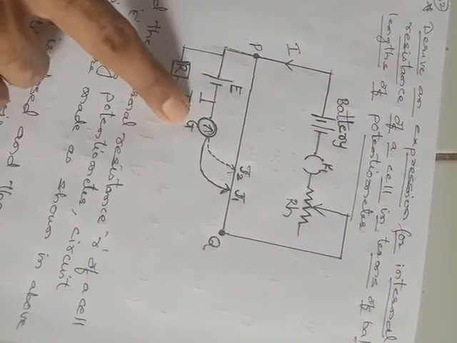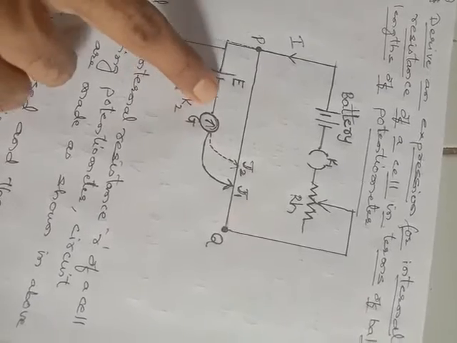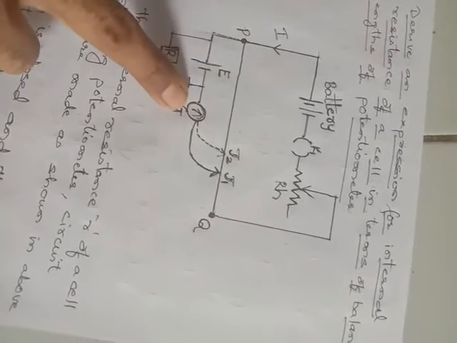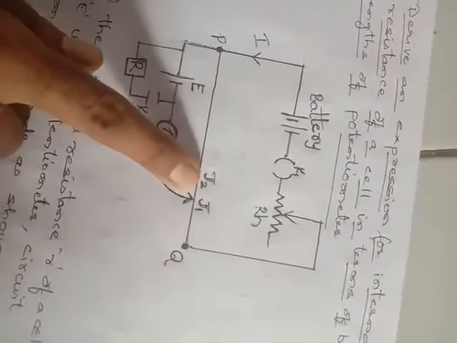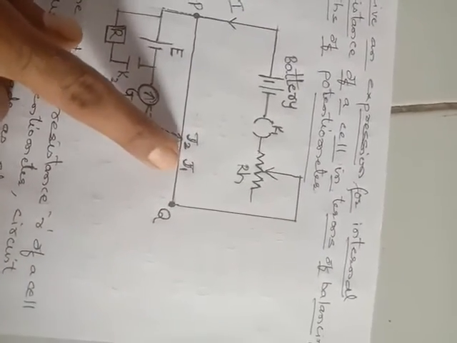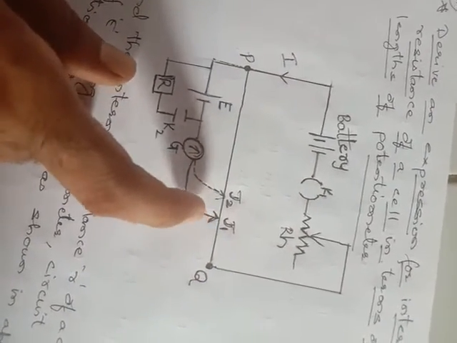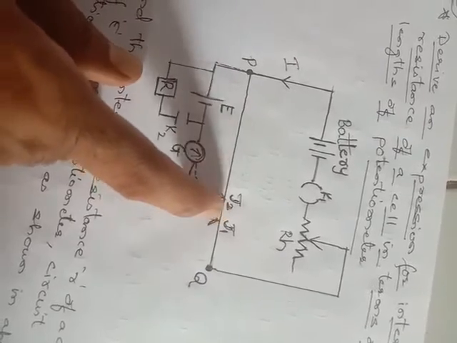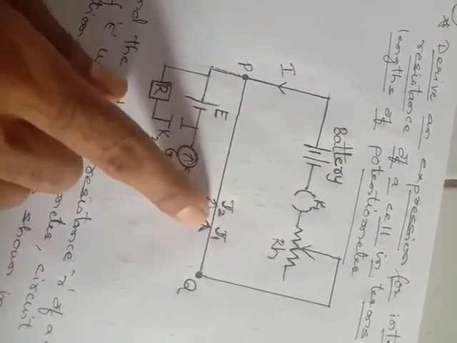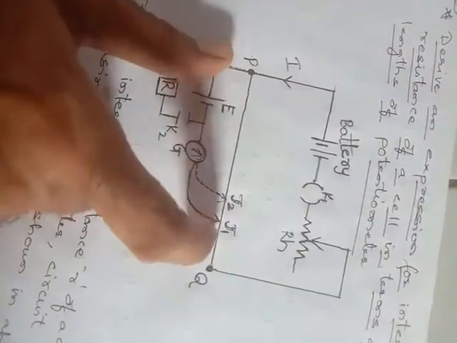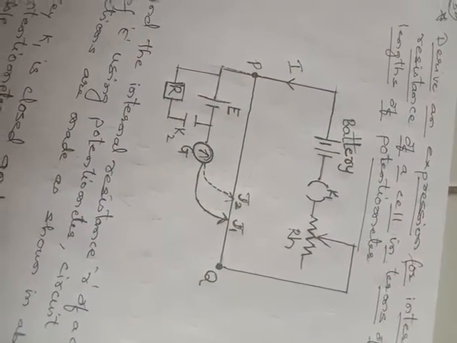Plug key K2, and one end of the plug key is connected to the galvanometer, and from the galvanometer jockey is connected. This jockey will be moved from positive terminal to the negative terminal, and where the null deflection is 0 or where the deflection becomes 0, galvanometer shows 0 deflection, there we have to stop, and that distance we have to measure. Clear हो गया.